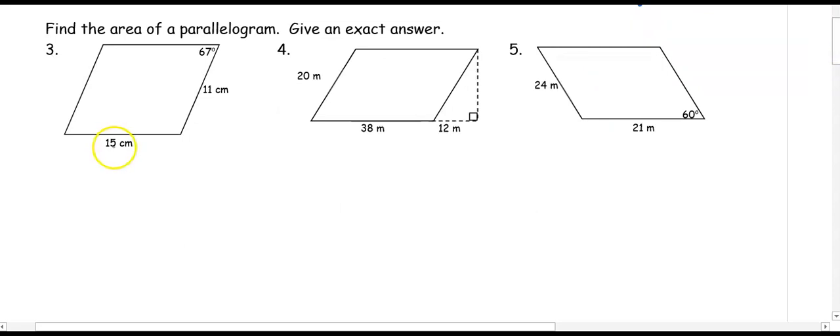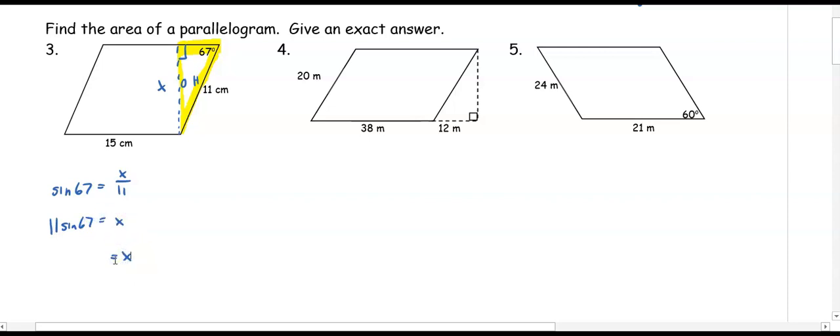In number 3, our base is 15. The other side is 11, but we don't have the height yet. So what we're going to do is draw in a height that makes it perpendicular. Now we want to focus on this triangle. If I'm using that triangle, I know that I have the opposite and the hypotenuse. So I'm going to use sine to find the height of the parallelogram. So we have the sine of 67 is equal to x over 11. So we have 11 times the sine of 67 equals x.